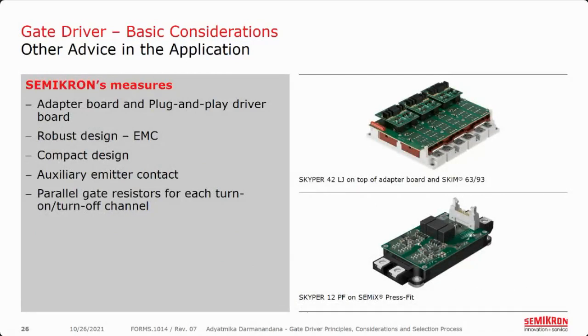Again, Semikron offers solutions to this challenge. To operate various power modules, we offer adapter boards in case of use of a driver core, and plug and play in the other case. Here, we give you an example of an adapter board on a SEMITRANS module with a Skyper 42 LJ on top of it. The second picture shows us the Skyper 12 PF on a SEMiX press-fit module. With robust and compact design, they are equipped with emitter contact and mounting pads for parallel gate resistor, among other functionalities.